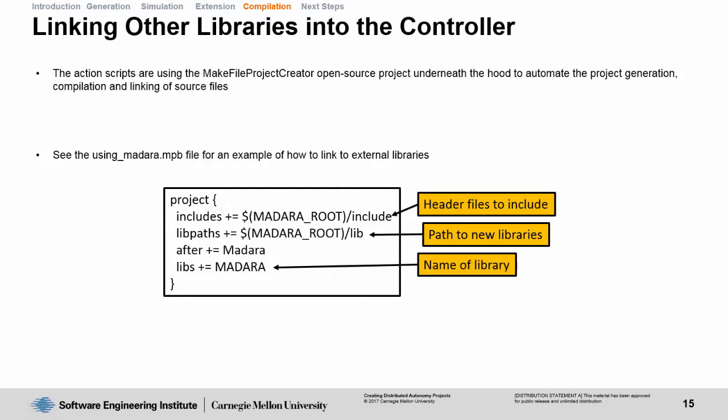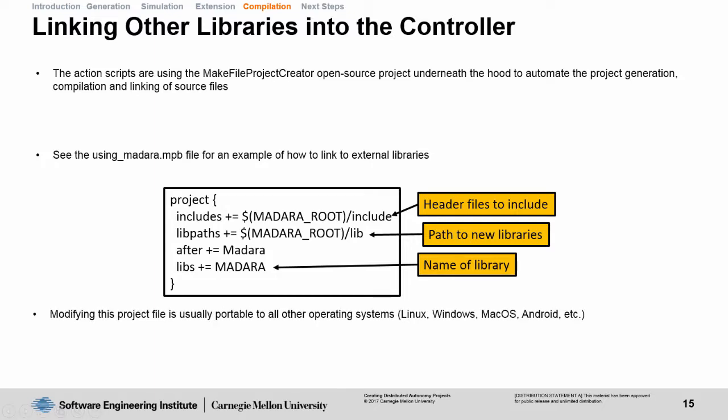Libs is the name of the actual library that you're going to link to. This could be madara.so or madara.dll. You just need to add the actual library that you want to link to here. Modifying the project file is usually portable to all other operating systems, Linux, Windows, Mac OS, Android, things of that nature. So if you do this right, it should be portable to wherever you need to use it.